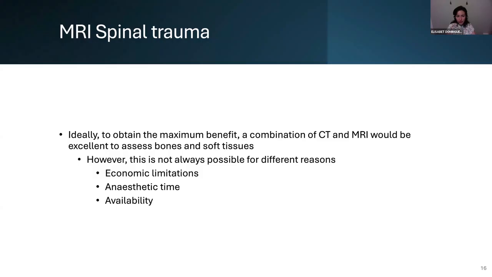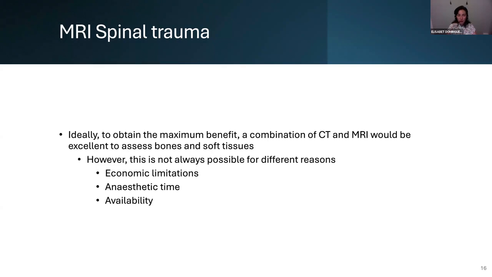Ideally, in a perfect world, to obtain the maximum benefit of all the techniques, a combination of CT and MRI would be excellent to assess everything, because it allows us to assess all the osseous structures and all the soft tissues. However, as we know, this is not always possible for different reasons. Sometimes the two machines are not available in the same place. Sometimes the animals are not stable enough to undergo two different studies, and other times it's just because of an economic limitation.